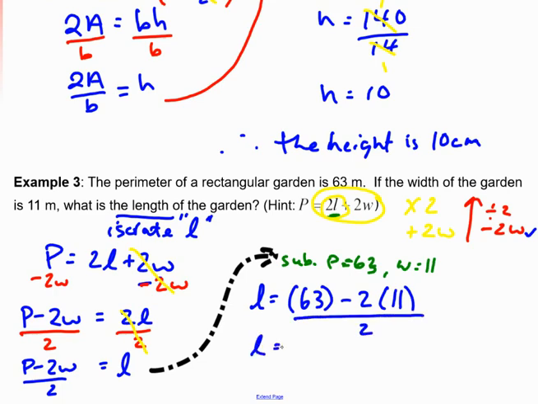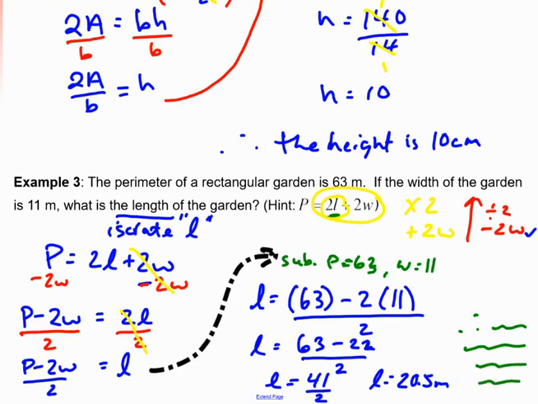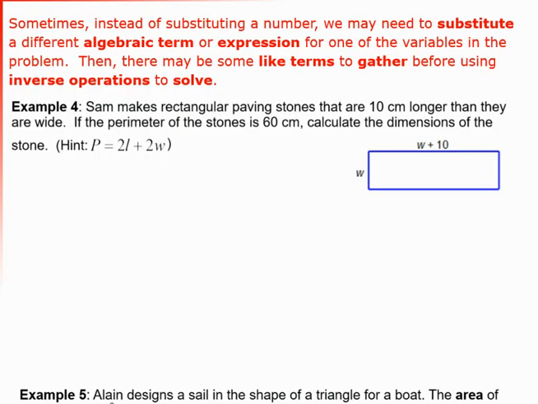So length is 63. Well, what's 2 times 11? It is 22, over 2. And then length is 41 over 2. So length is 20.5 meters. And again, you can have a therefore statement in a nice sentence after that. Good. So I hope you were able to try that and then have success with it. All right, good. Let's keep going.